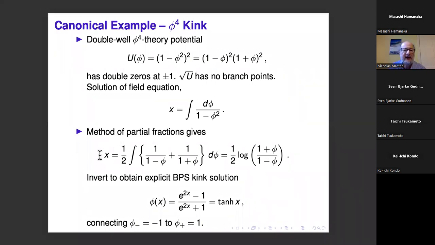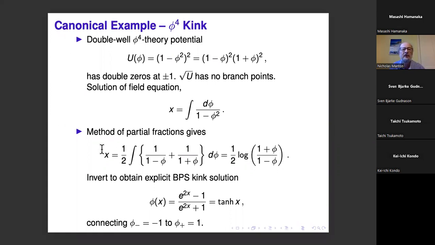In fact, this is a kink connecting the points -1 and +1. I'll show you the picture. But you see, it's not in explicit form. It says that x is some function of phi, whereas we really expect phi to be some function of x. That was more illuminating. And this one can be solved.